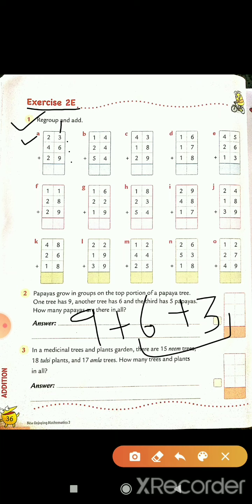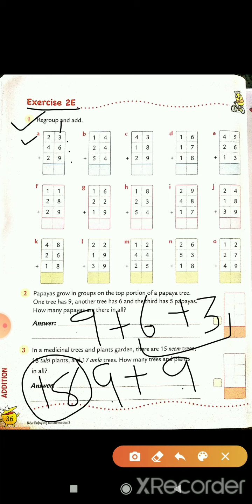6 plus 3 is equal to 9, and plus 9. Double of 9 is 18. So when we add 3, 6 and 9 together we get 18.